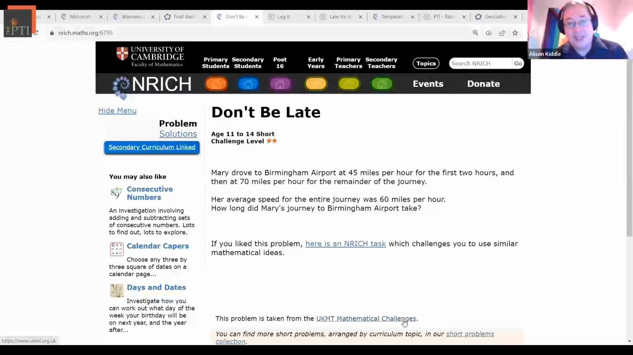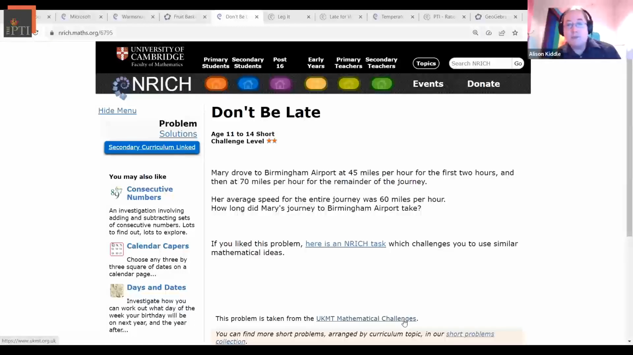Google Maps will tell you how long something's going to take, but sometimes it's good to be able to think to yourself, is it really worth overtaking this tractor? How much difference is it going to make to the time that I get there? So this proportional reasoning with speed feels really important. So I wanted to share this problem.